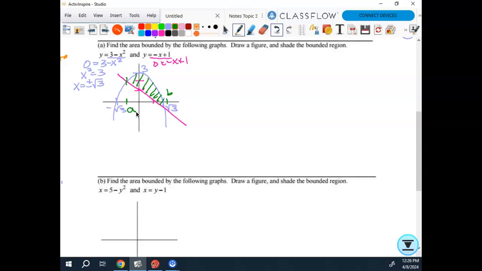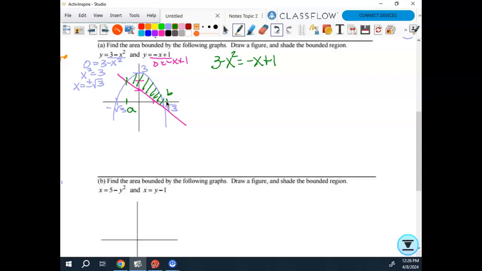If you want to know where two functions intersect, when you did systems of equations and whatnot in Algebra 1, you just set them equal to each other. So 3 minus x squared equals negative x plus 1. So I want to know these 2 points of intersection. What is A and what is B?